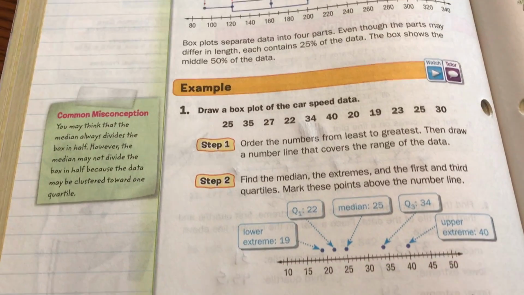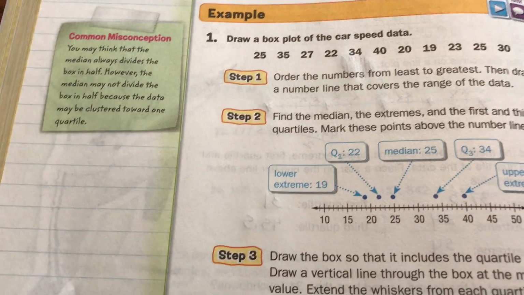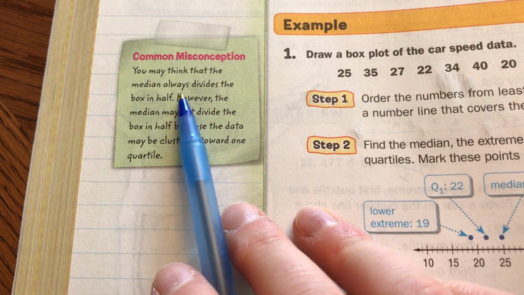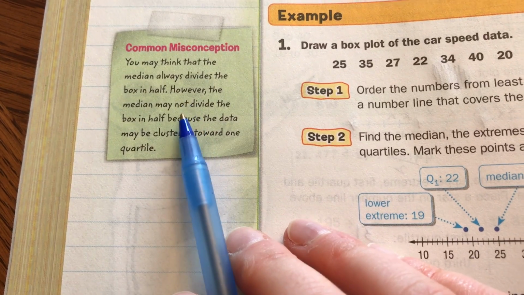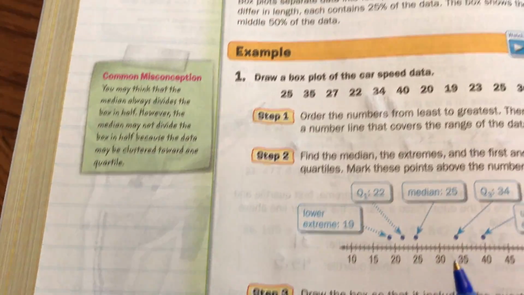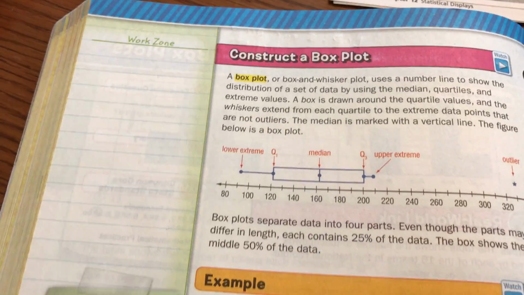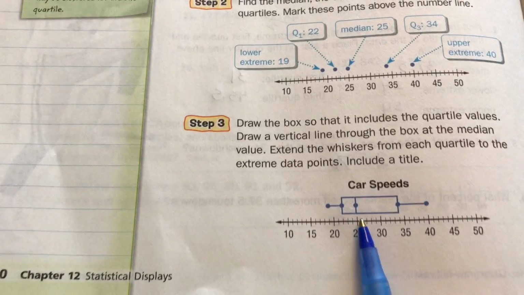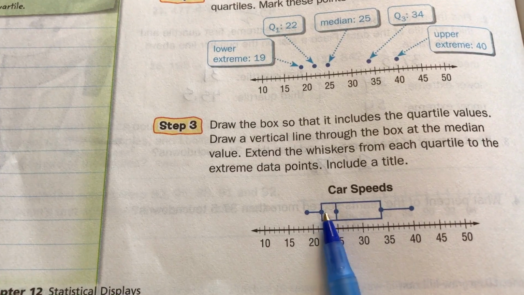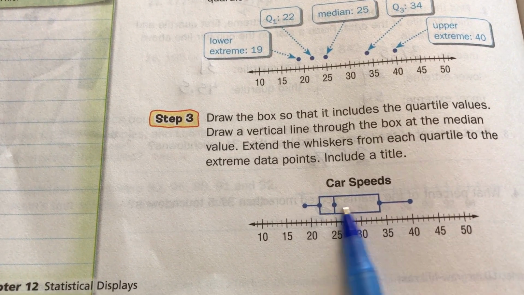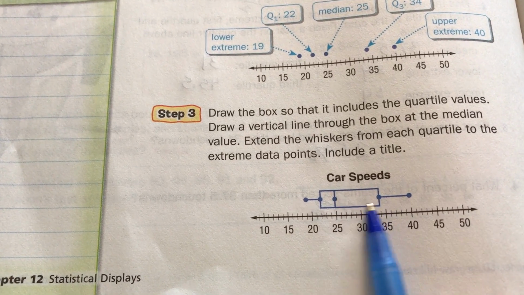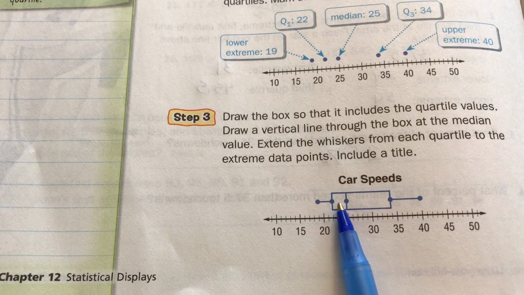Now let's make one. Let's see this example here. By the way, before we talk about that, let's look at this. You may think that the median always divides the box in half. However, the median may not divide the box in half because the data may be clustered towards one quartile. So here it does kind of split it in half, but look down here. The median's not in the middle of this box. That's because the data here is more concentrated, and it's more spread out in this section. This quarter of the data is more spread out than this quarter of the data.